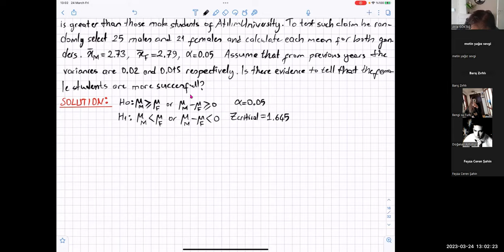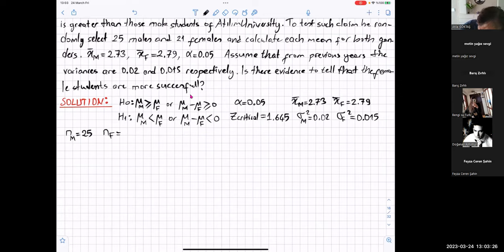We have the means, the sample sizes, and the population variances. X bar male is 2.73, and X bar for females is 2.79. The variances: sigma 1 squared is 0.02, sigma 2 squared is 0.015, and n1 is 25. I will also change the subscripts as well. So n male is 25, sigma squared male, sigma squared female, and n female is 21.